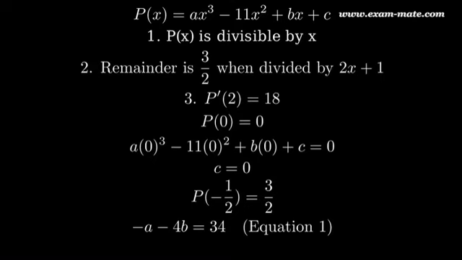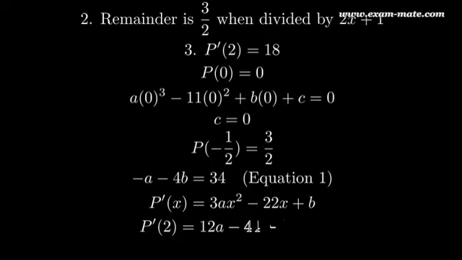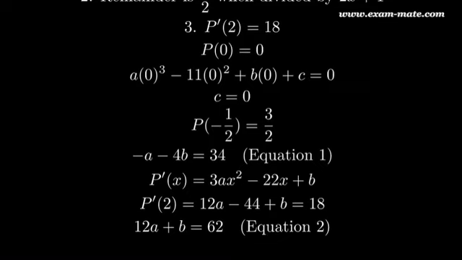For our third condition, we need to find p prime of x. The derivative is 3ax squared minus 22x plus b. When we put x equals 2 into this and set it equal to 18, we get our second equation. 12a plus b equals 62. Now we can solve these equations simultaneously.